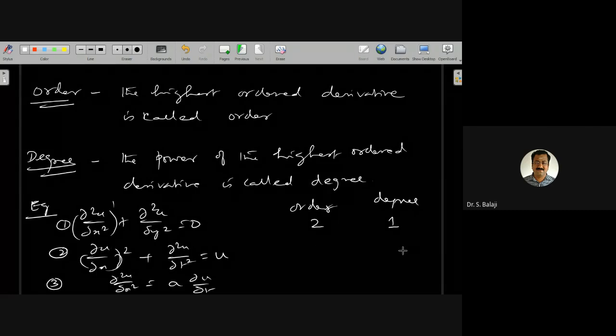What will be the order and degree? 2 and 1. Order 2, degree 1. This is the highest order, 2. This power is 1. Therefore, 2 and 1.